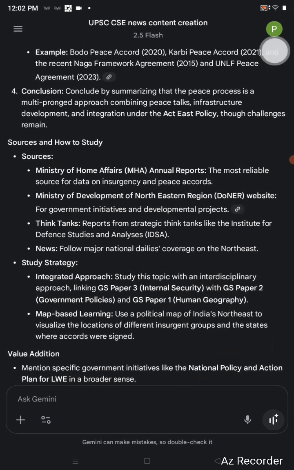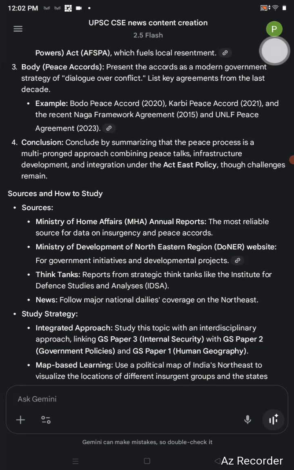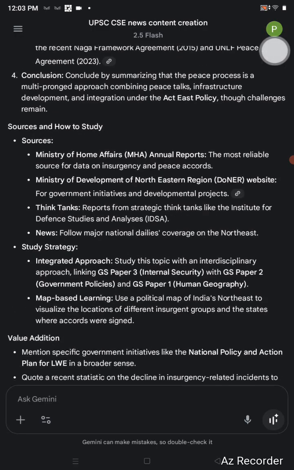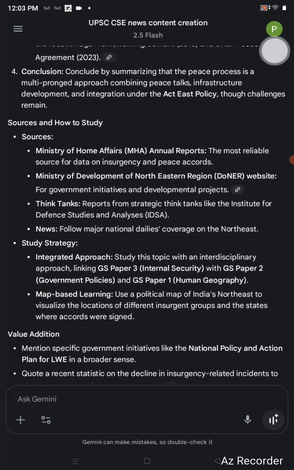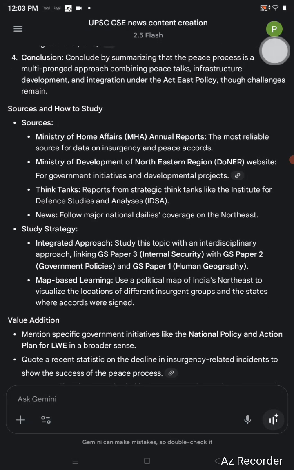So, sources and how to study. See, for security, there is the Ministry of Home Affairs annual report. Here we will see the recent activities, developments, and examples, and most of it, if we read the newspapers, we can cover these things as well. Then there are the recent activities going on over the years. Study strategy, as I already told, is an integrated approach. An integrated approach is very important for mains.